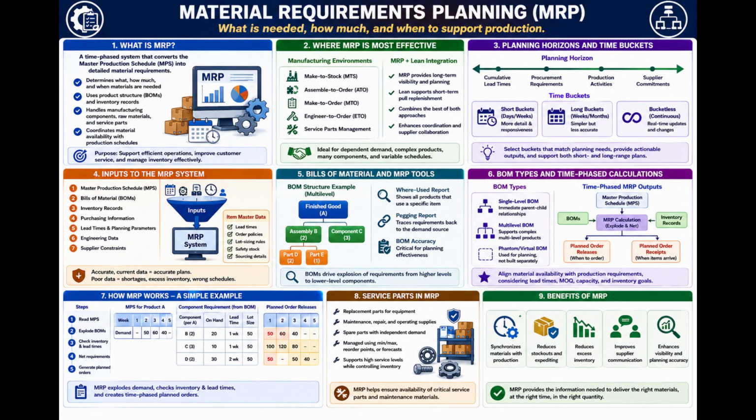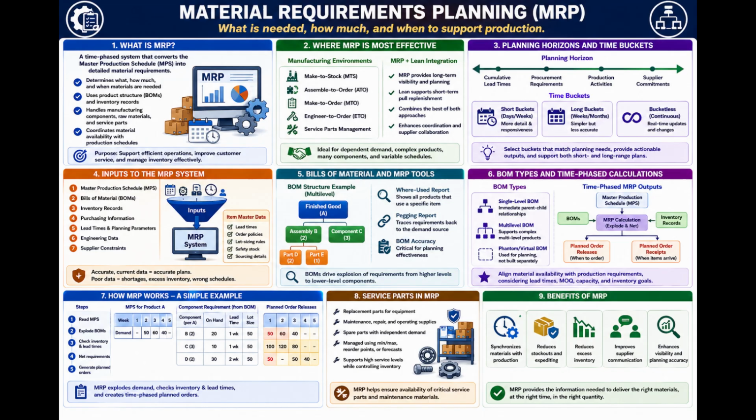Some organizations utilize bucketless systems that continuously update requirements based on real-time transactions and changing conditions. Selecting appropriate planning horizons and time structures ensures that MRP outputs remain relevant, actionable, and aligned with organizational planning needs while supporting both short-range execution and long-range strategic planning.